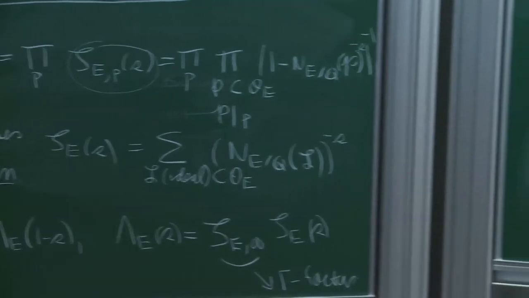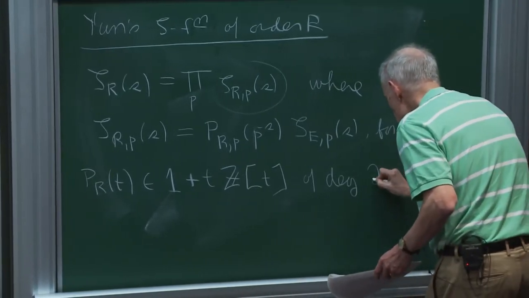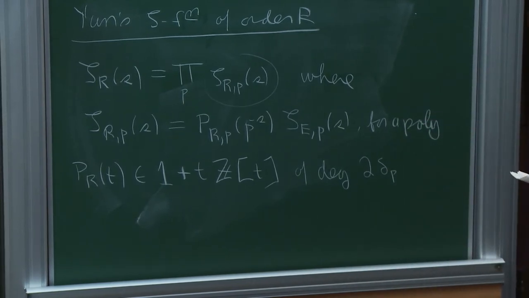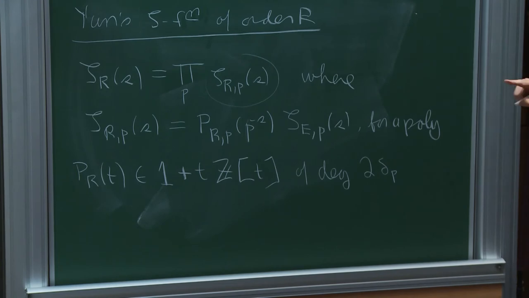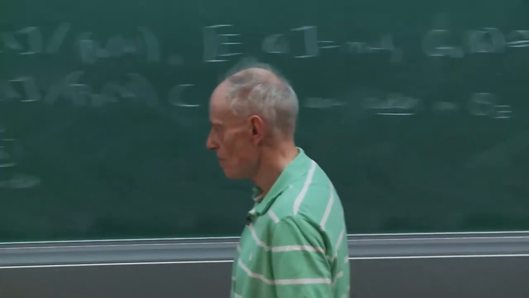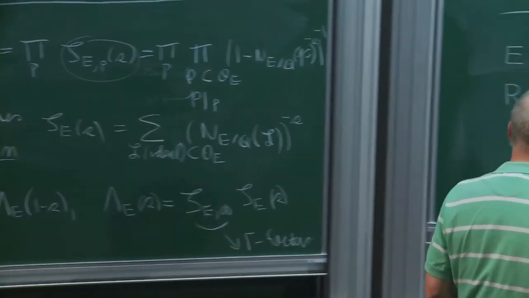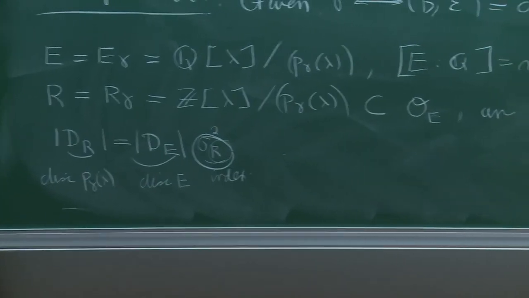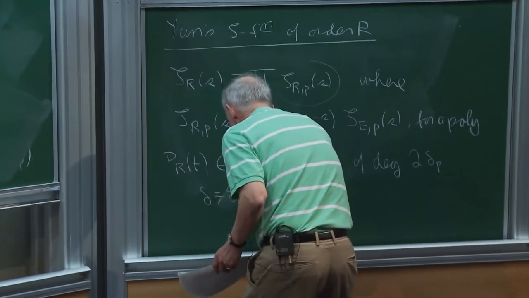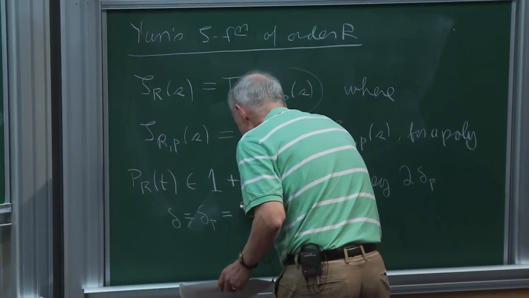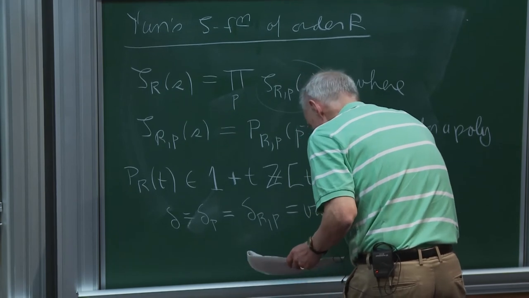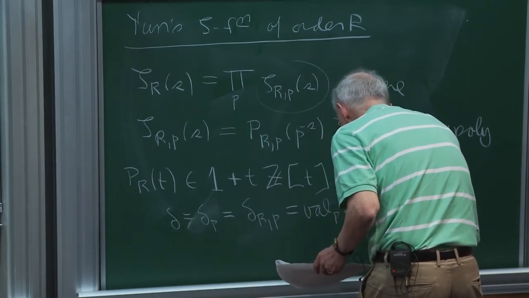So there's a polynomial of degree 2 delta of p, where delta is the valuation of the p part of this integer, this integer sigma. So delta R of p is equal to the valuation at p of sigma of R.